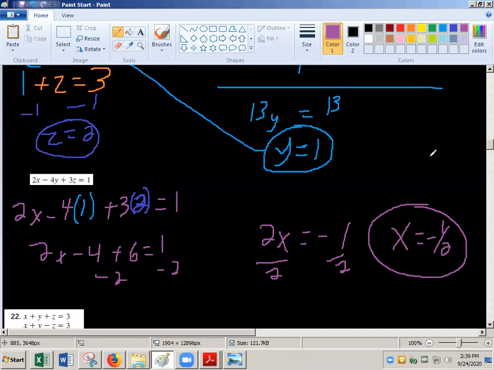To check our answer, we should take the answers for x, y, and z and plug it not only into 1, not only into 2, but into all 3 of our original equations. That's how we would verify our work is correct. Any questions on this one?